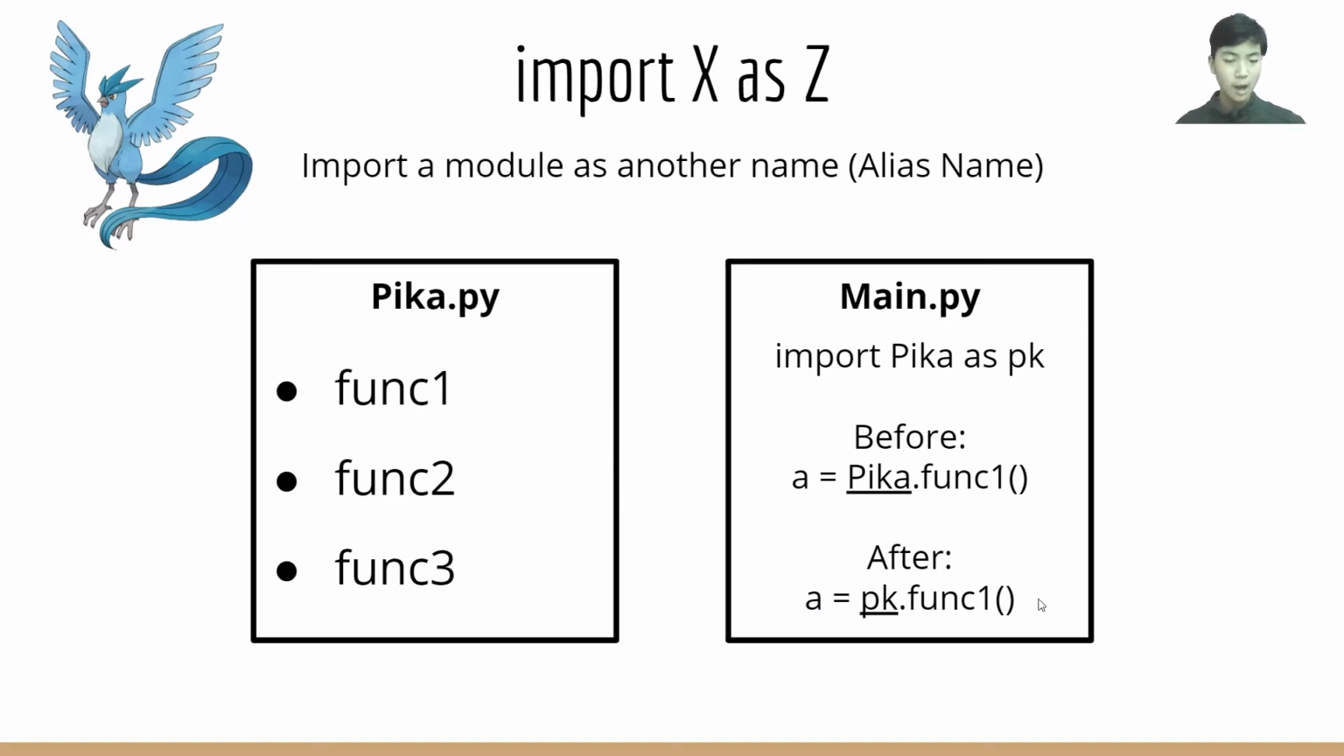is shorter. However, this one might not be too drastic. However, in some modules, their name is really long, like, pretend, Pokemon. We can shorten it down to pk or Pikachu, and it will make a drastic difference when you're coding.